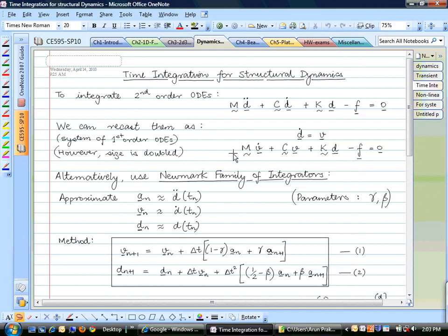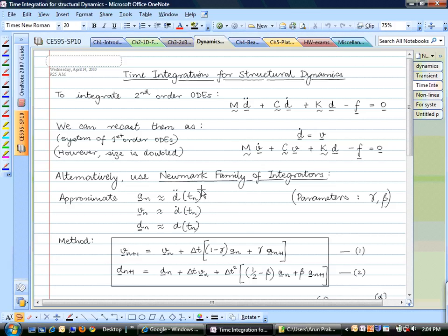But the problem with this method of going this route is that you have just doubled the equations. So imagine if you have this finite element equation and you have 1,000,000 degrees of freedom, you have immediately doubled your degrees of freedom to 2,000,000 now. So this is in general not a very efficient approach. So what we do normally in structural dynamics or solid dynamics is we use this Newmark family of integrators.